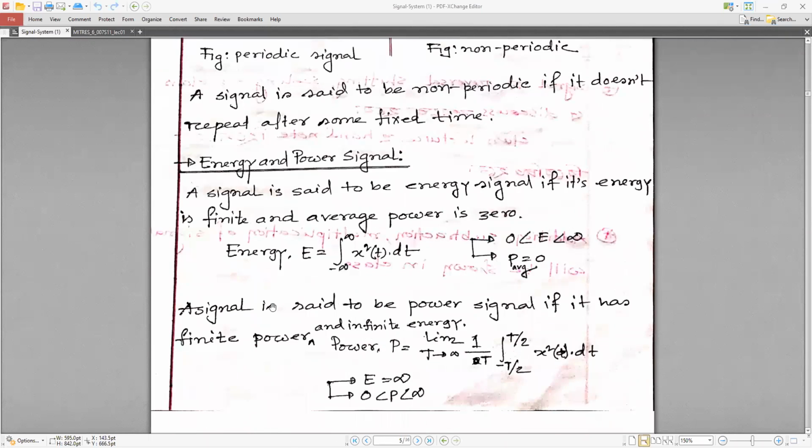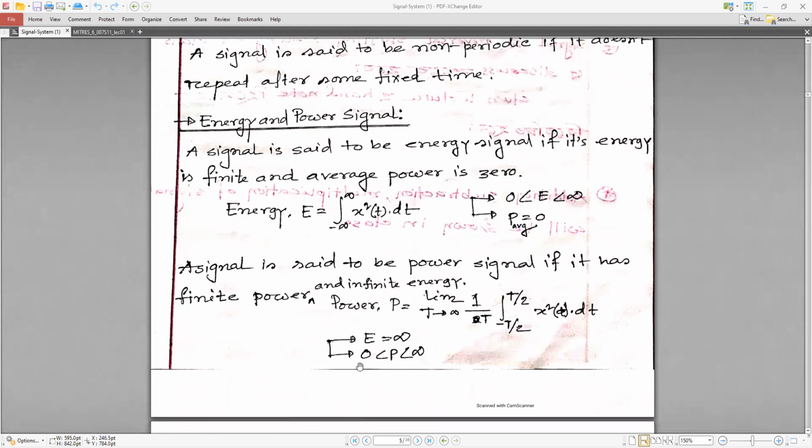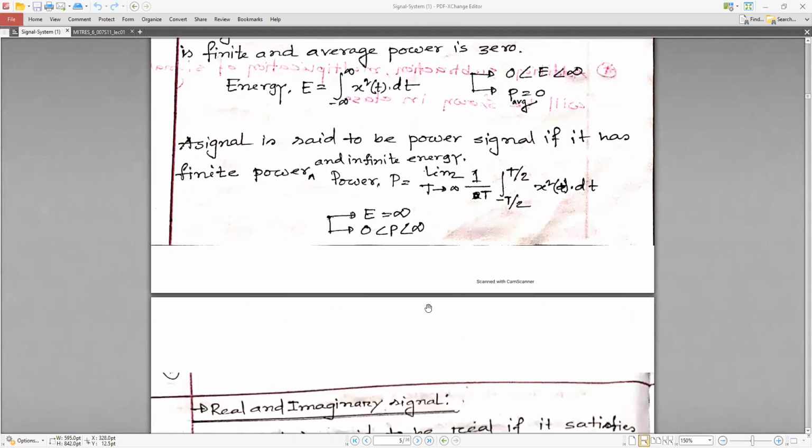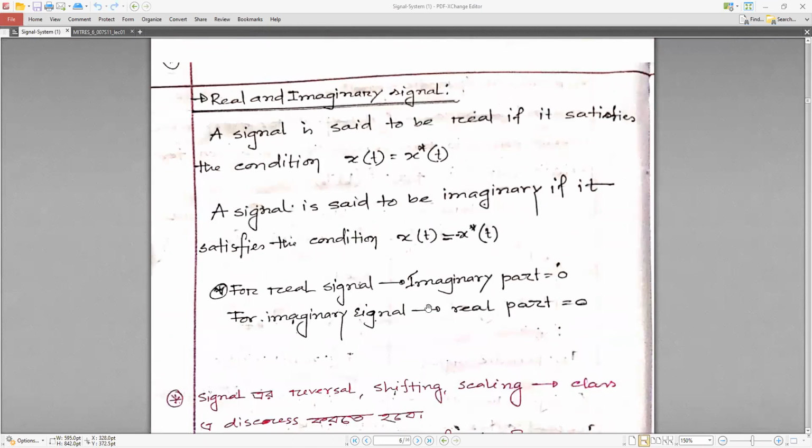And energy and power signal. What is the energy and power signal? Some equations are there. The energy signal has finite energy and zero average power. On the other hand, the power signal has finite power and infinite energy. And here the real and imaginary signal, just know the real part. The real signal does not have the imaginary part. The imaginary signal has the real part, which is 0.